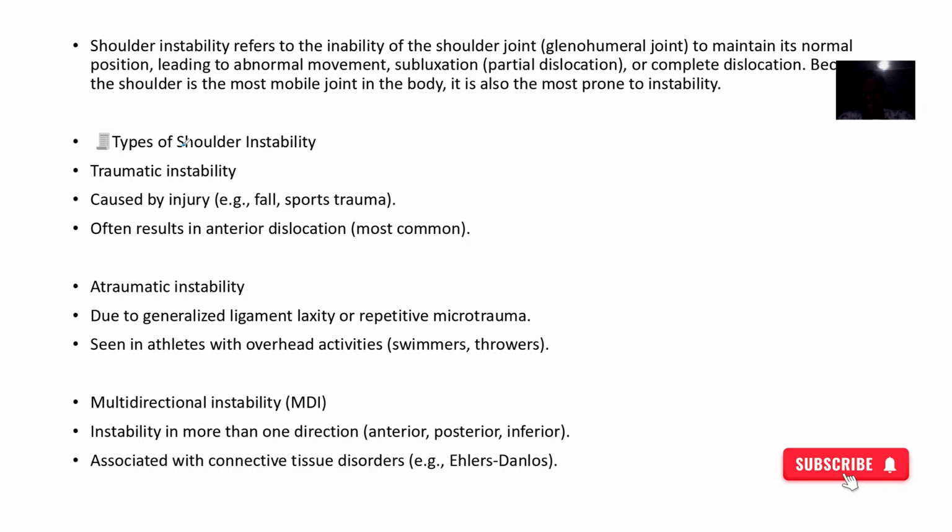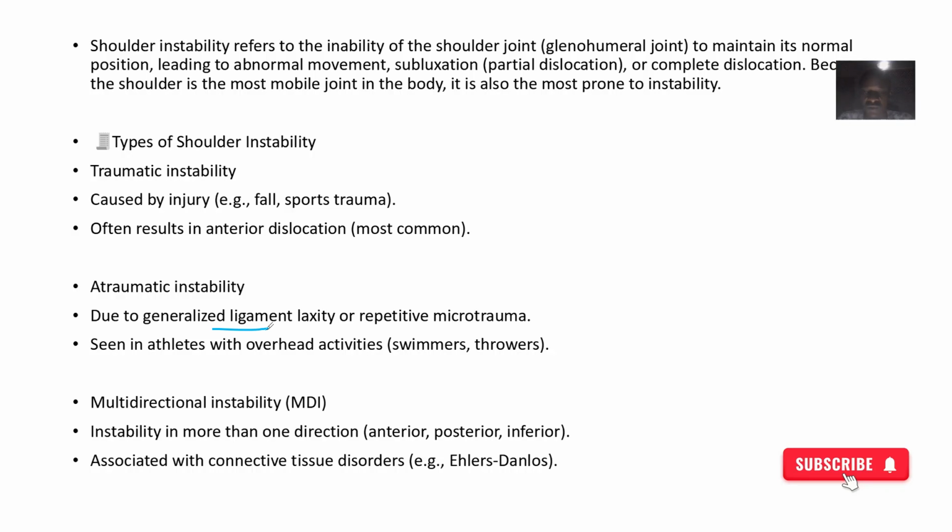So types of shoulder instability, we have the traumatic instability. Of course, that one is caused by physical injury. We have atraumatic instability. This one maybe is just an underlying disease condition, so it's making your joints very, very soft.